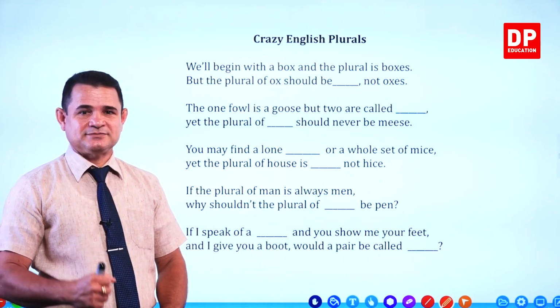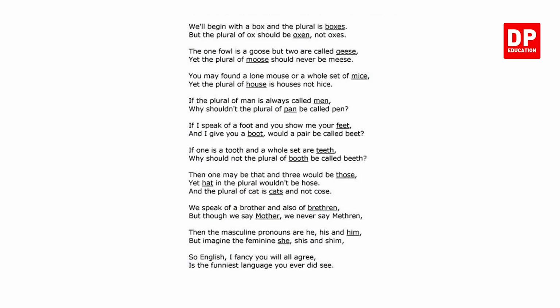Okay, ready? Start. Crazy English plurals. We'll begin with the box, and the plural is boxes. But the plural of ox should be oxen, not oxes. The one fowl is a goose, but 2 are called geese. Yet the plural of moose should never be meese. You may find a lone mouse or a whole set of mice. Yet the plural of house is houses, not hice. If the plural of man is always men, why shouldn't the plural of pan be pen? If I speak of a foot and you show me your feet, and I give you a boot, would a pair be called beat?